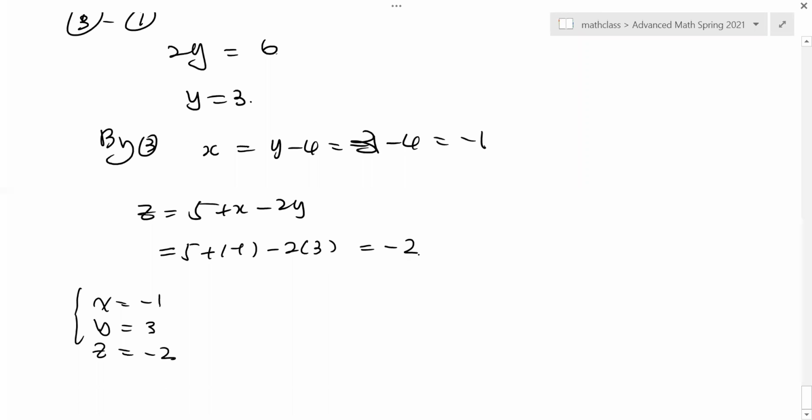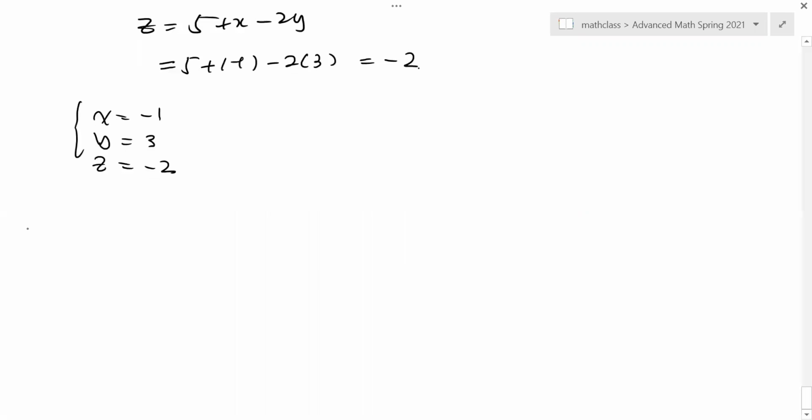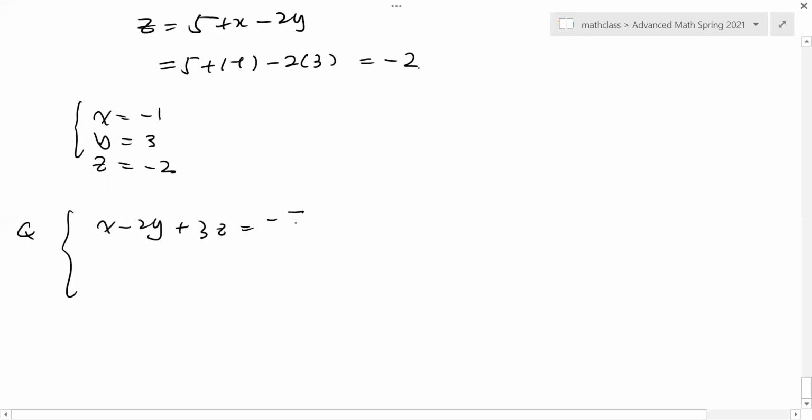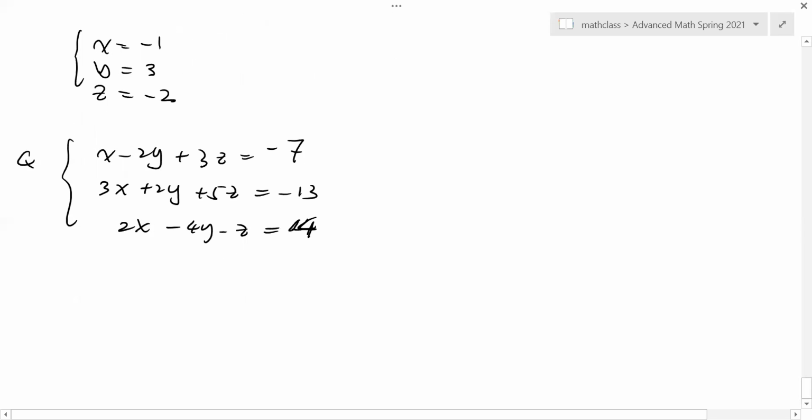All right, let's try the next one. x minus 2y plus 3z equals negative 7. 3x plus 2y minus 5z equals negative 13. 2x minus 4y minus z equals 14. Okay, now you have 3 equations, 3 unknowns. How do we solve for x, y, z?